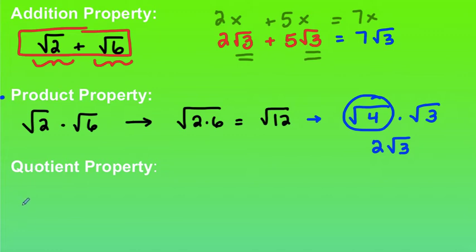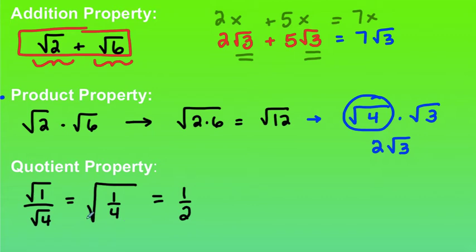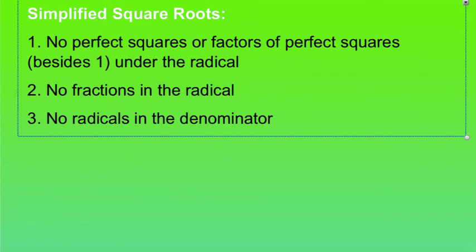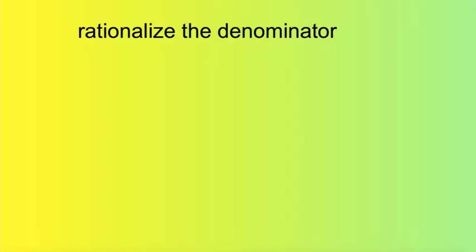All right, and the quotient property basically means that if I gave you the square root of 1 all over the square root of 4, I also could do this as the square root of 1 over 4, which would give me 1/2. Either way, I'm allowed to do that. Now, you also learn something really important. You learn something called rationalizing the denominator.